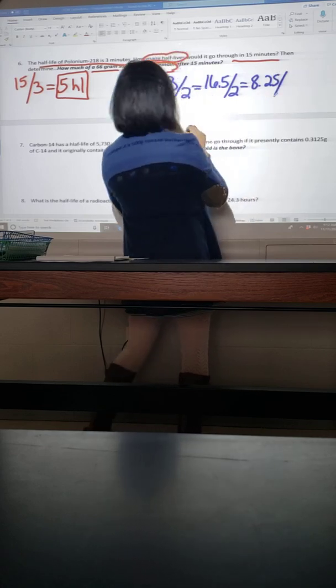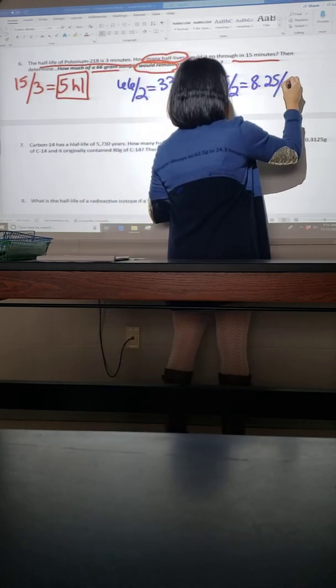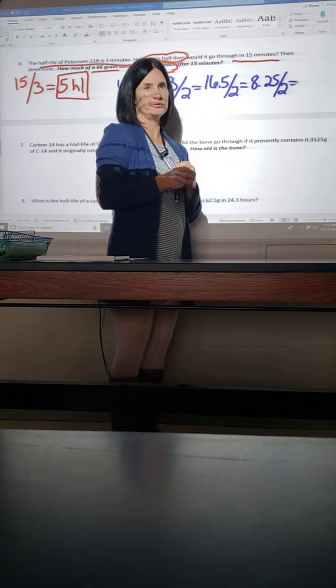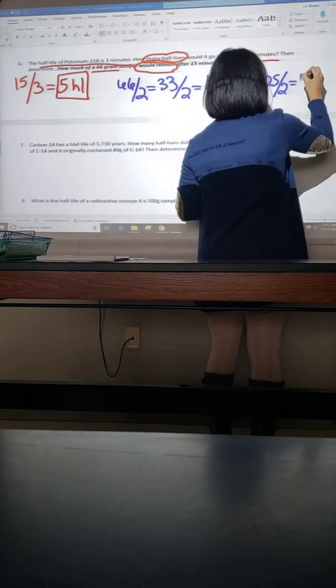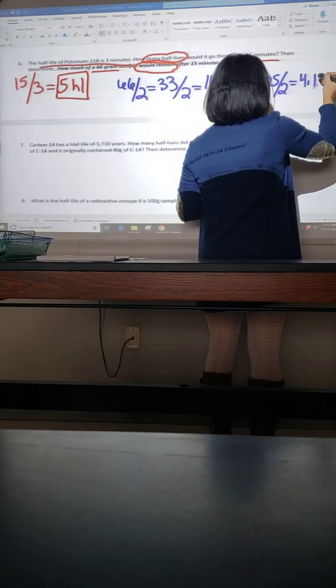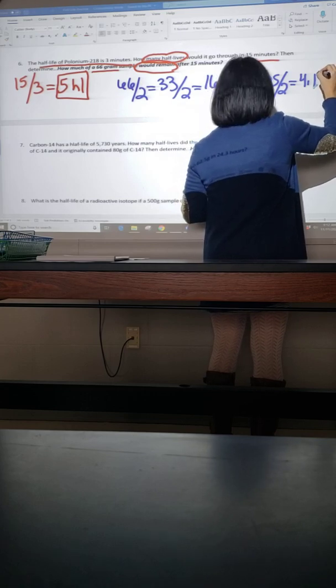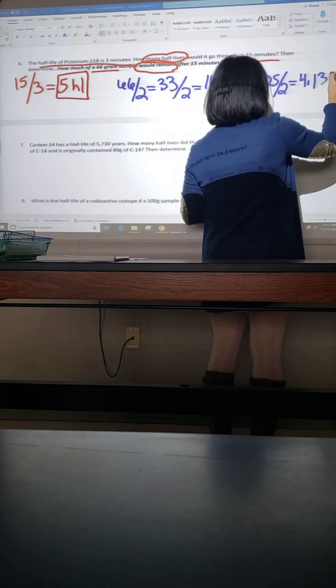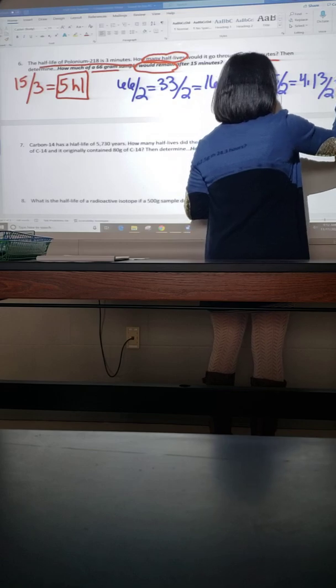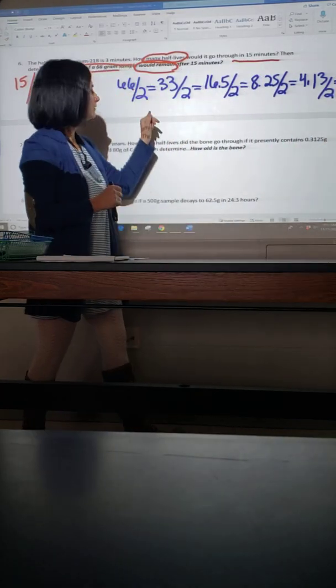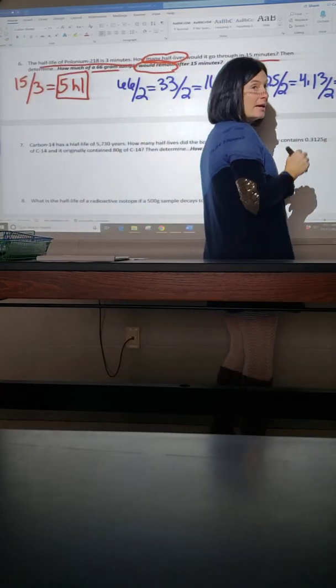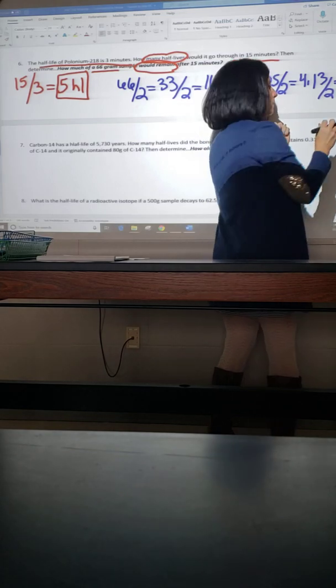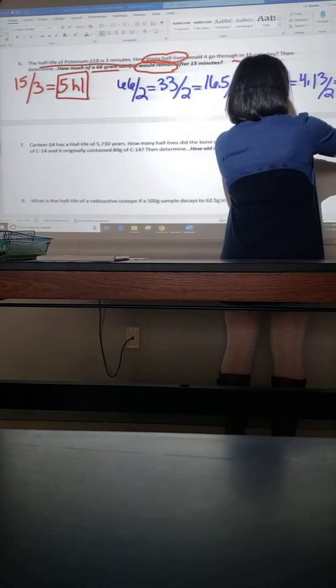And let's see, don't get trapped. 1, 2, 3. So we still need to keep going. What's that divided by 2? 4.125. Okay. So at some point, you can round some of this. I mean, I don't care either way, I guess. It's up to you. One more division, right? 1. And what did we get? 2.05.